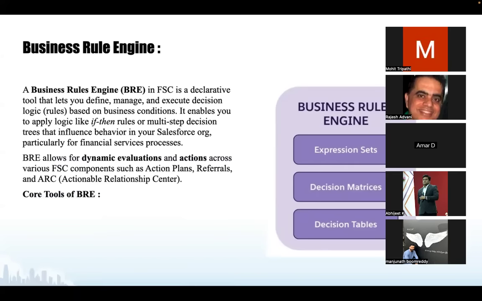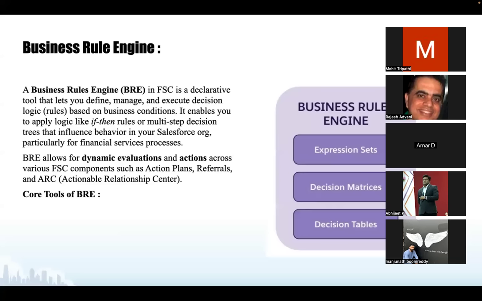A business rule engine in FSC is a declarative tool that lets you define, manage and execute different decision logics based on the business conditions you provide. It enables you to apply logic like if this condition is true, then do this. If that condition is true, then do that kind of steps. This is a simple way to say if-else logic, but if complex rules and complex conditional logics are required, then that can also be done in the business rule engine.